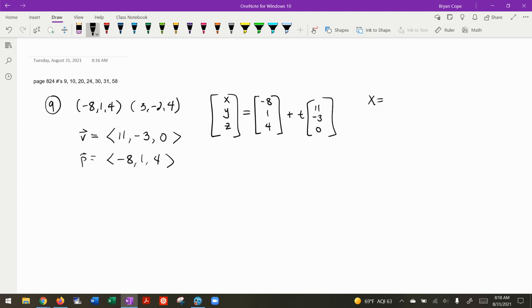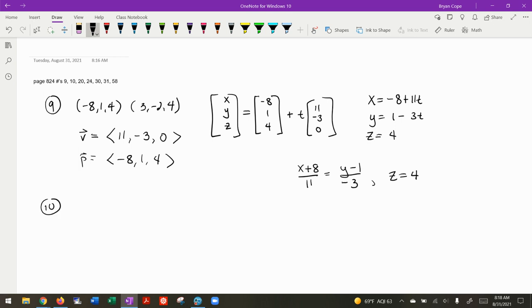So we start at the point (-8, 1, 4), and we're going to add scalar multiples of (11, -3, 0). So parametrically, of course, it would just be x equals -8 plus 11t, y equals 1 minus 3t, and z equals 4. If you solve each of those for t, for symmetric equations, you'd have (x plus 8) over 11 equals (y minus 1) over -3, and then z equals 4. So that's one of those cases where you can't actually make an equation with 3 parts because the last component doesn't have any coefficient in front of t.